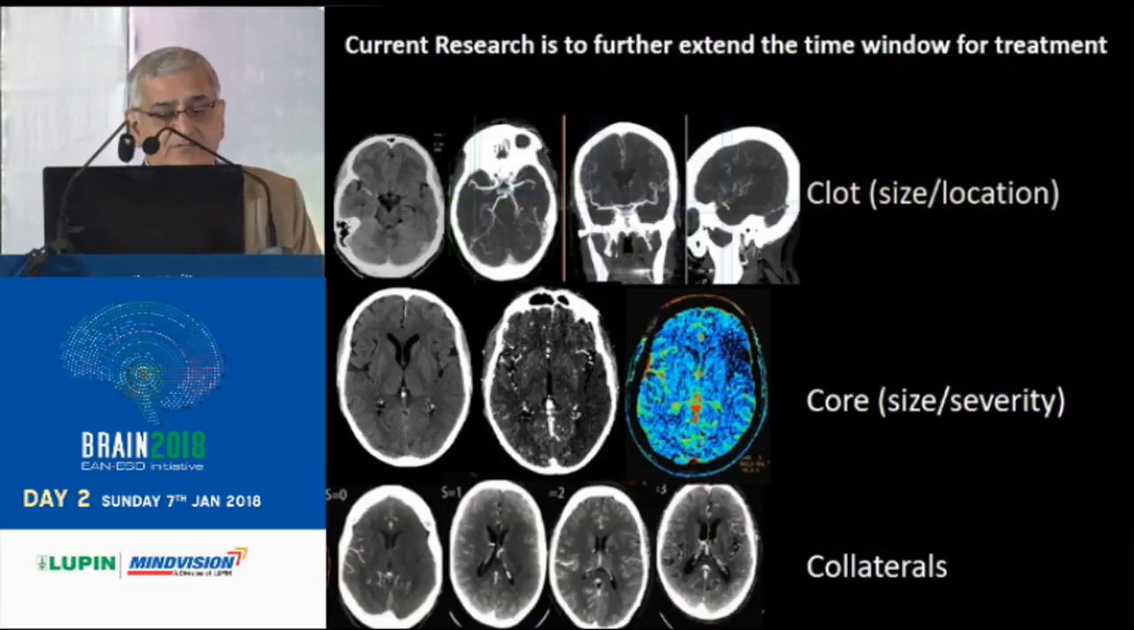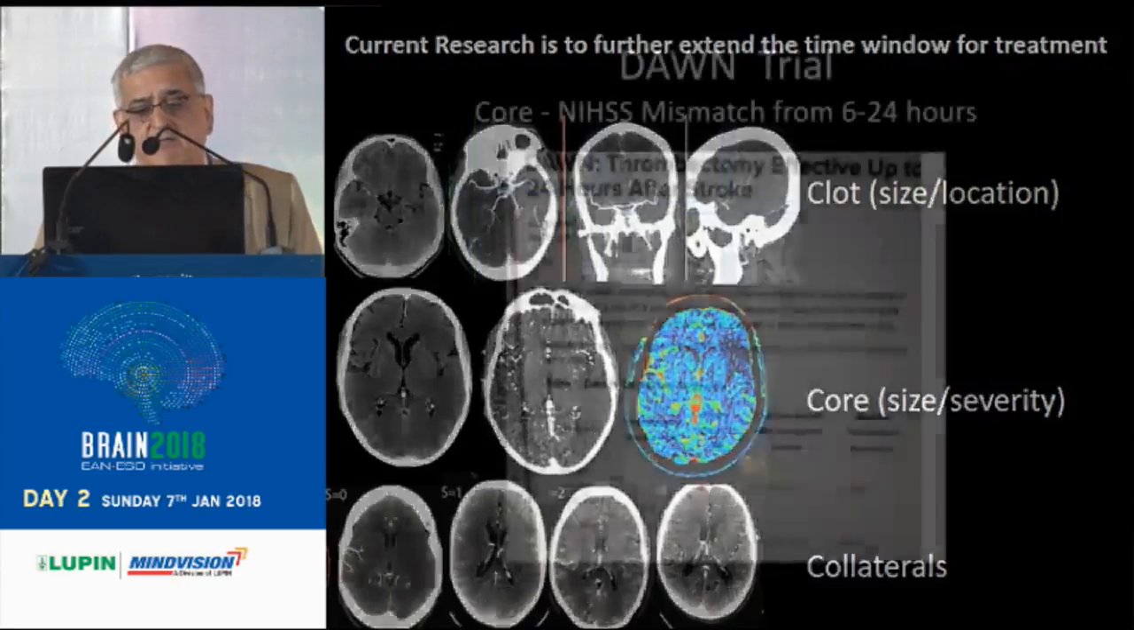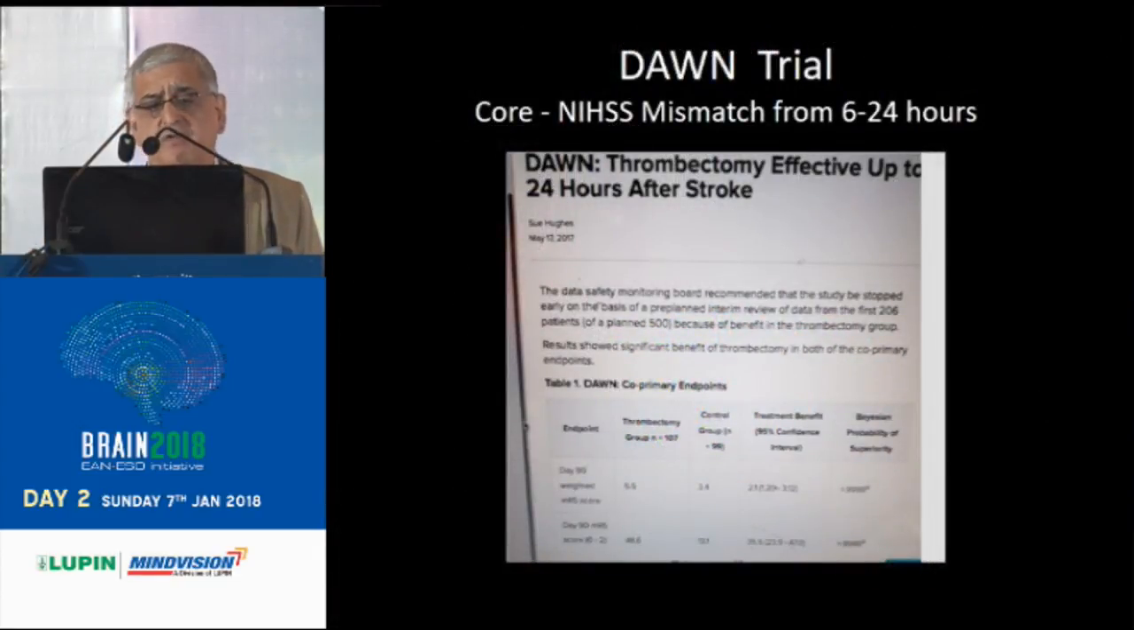This is the way collaterals are seen, just by giving IV contrast, and you can see they grade the collaterals into various categories. Now, if you see this particular cut, there are no collaterals here. Here there are minimal collaterals, and in this case there are a lot of collaterals. So if you get good collaterals and a small core, then you can extend the window even up to as much as 24 hours. And that was the result shown in the DAWN trial, which was presented early this year, where they showed that based on the core and NIHSS mismatch, you can go even up to 24 hours with the help of endovascular treatment, of course. At that stage, IV tPA will not help. You have to do endovascular treatment.